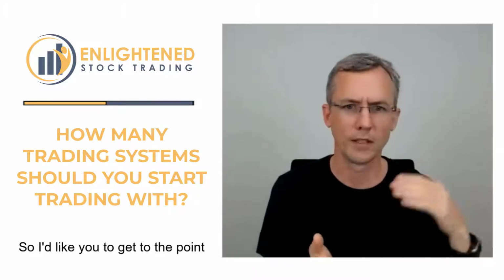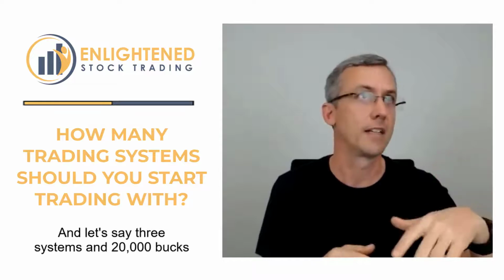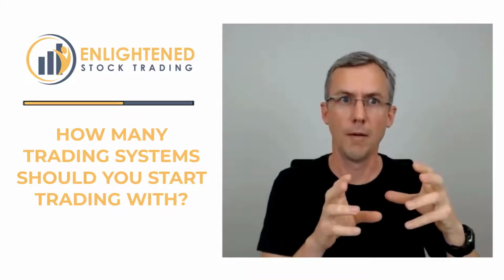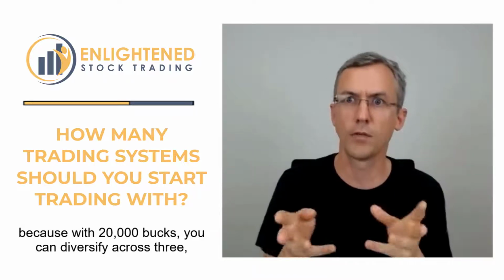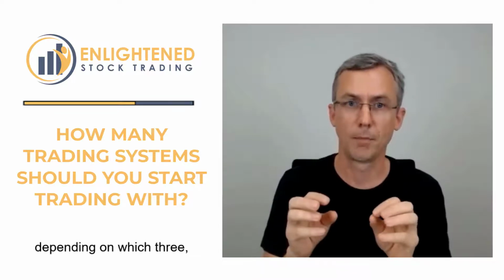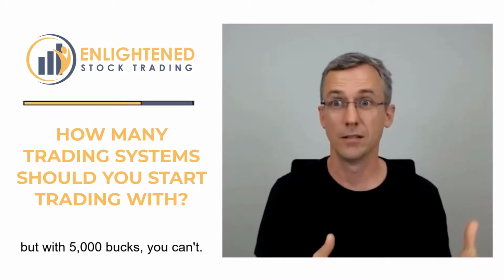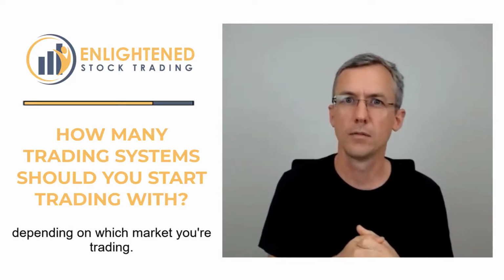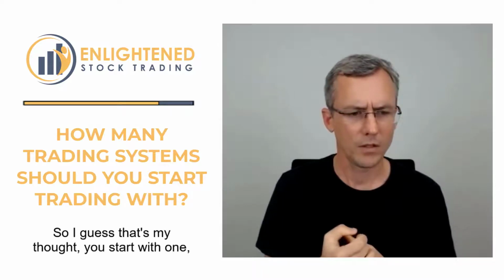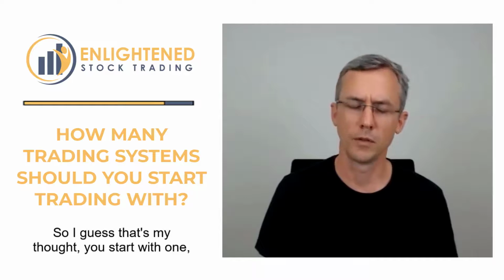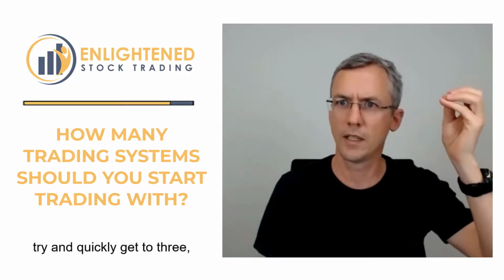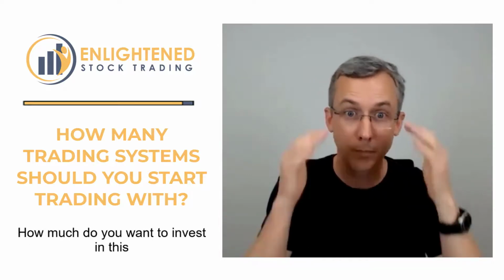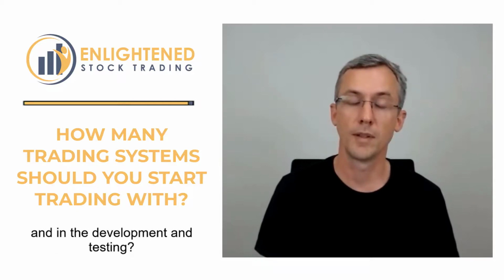So I'd like you to get to the point of at least 3 systems, and let's say 3 systems and $20,000 is a nice combination, because with $20,000 you can diversify across 3, depending on which 3. But with $5,000 you can't. So with 5,000 it would be probably 1, depending on which market you're trading. So I guess that's my thought. You start with 1, try and quickly get to 3, and then beyond that as well, how much do you want to invest in this, both mentally, time-wise, and in the development and testing?